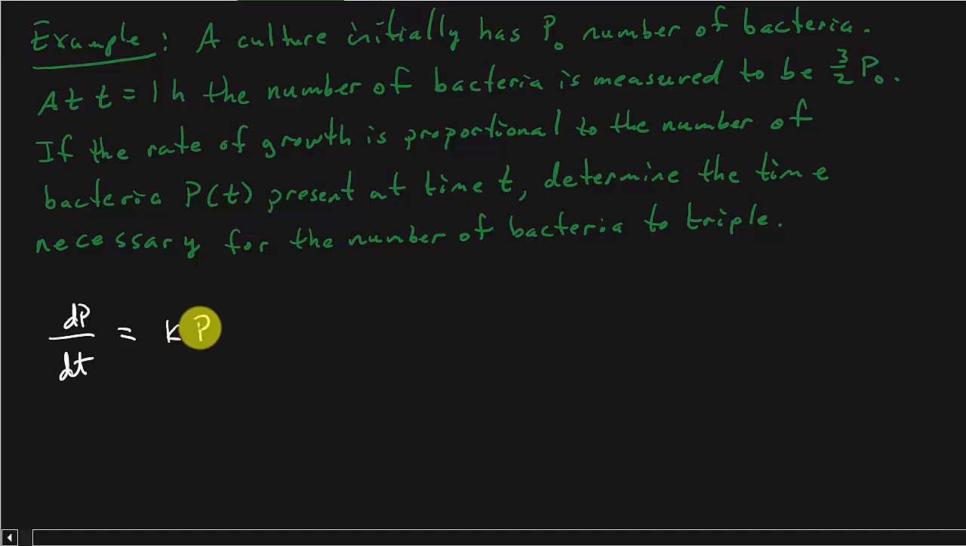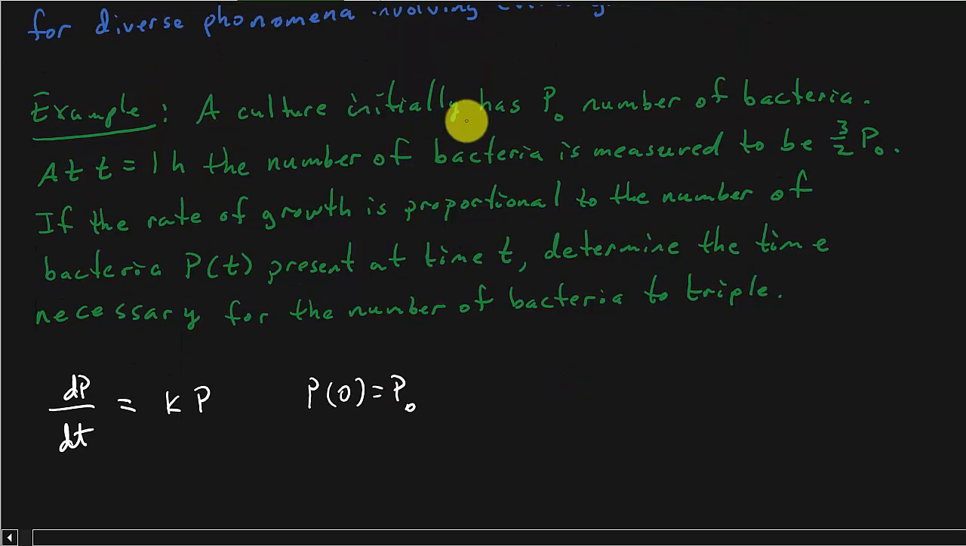All right, and also we know that P of 0 is equal to P naught, because it says the culture initially has P naught number of bacteria. So at time t equals 0, we have P naught. And then it also tells us after 1 hour, we have 3/2 P naught. So that tells us that P of 1 is equal to 3/2 times P naught.